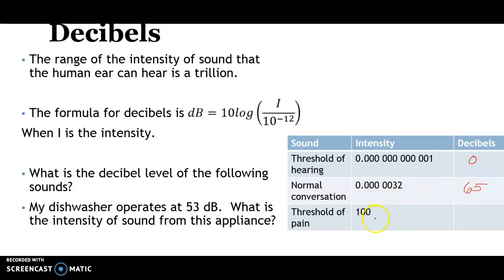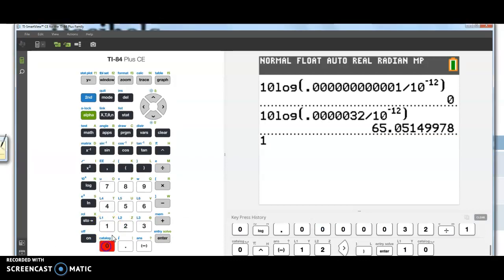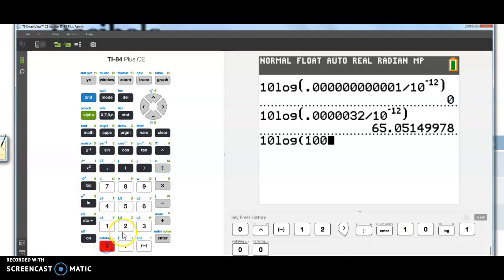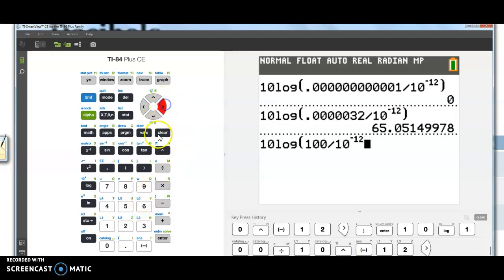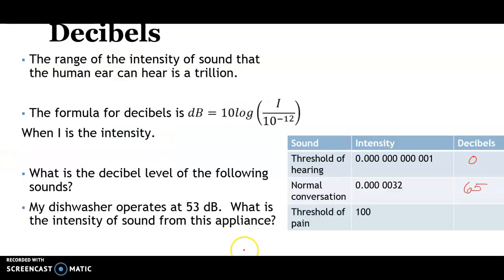And we have one more. This one's much easier to type. We have the threshold of pain when the intensity is 100. So let's try that on our calculator. So this time we'll type 10 log 100 divided by 10 to the negative 12. And we get a decibel level of 140. So that completes our chart.